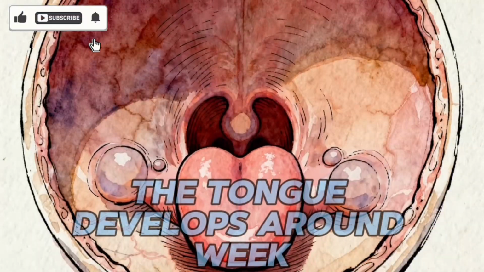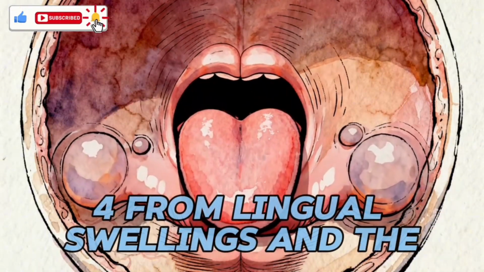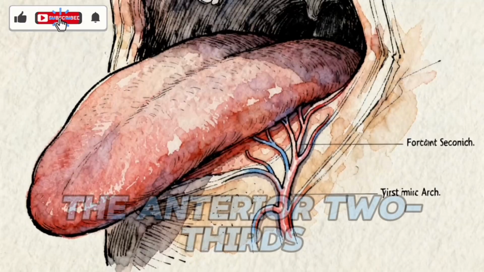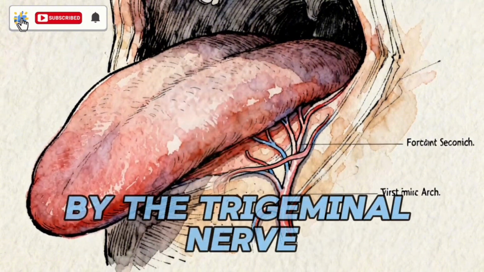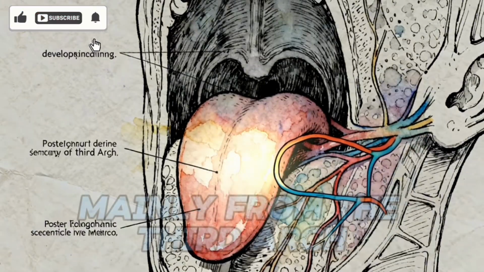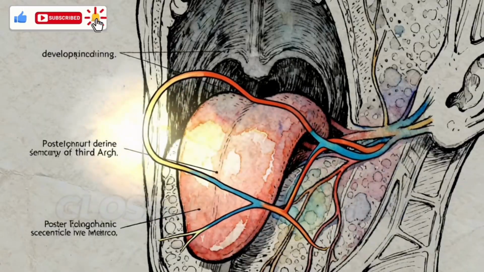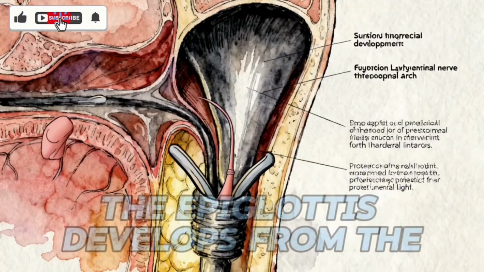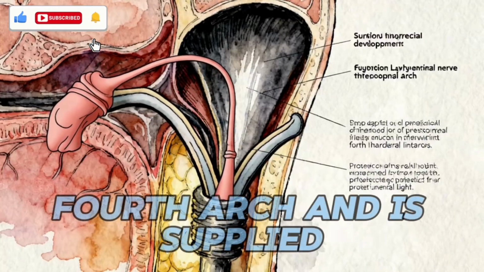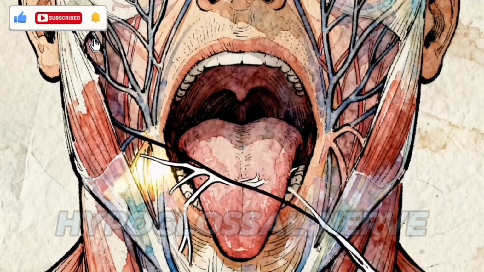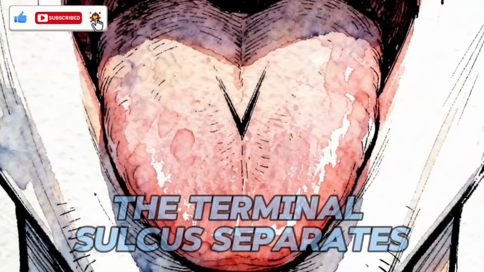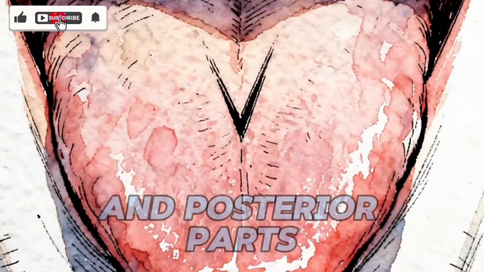The tongue develops around week 4 from lingual swellings and the tuberculum impar. The anterior two thirds comes from the first arch and is supplied by the trigeminal nerve. The posterior third comes mainly from the third arch and is supplied by the glossopharyngeal nerve. The epiglottis develops from the fourth arch and is supplied by the superior laryngeal nerve. Tongue muscles are supplied by the hypoglossal nerve. The terminal sulcus separates the anterior and posterior parts.